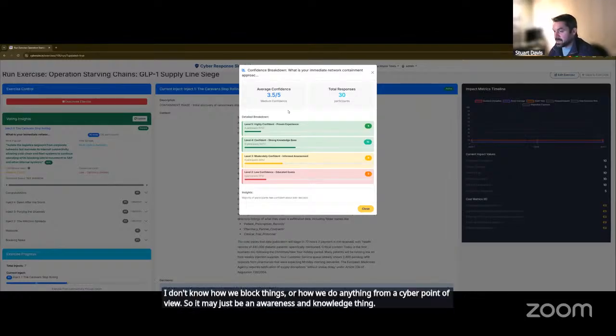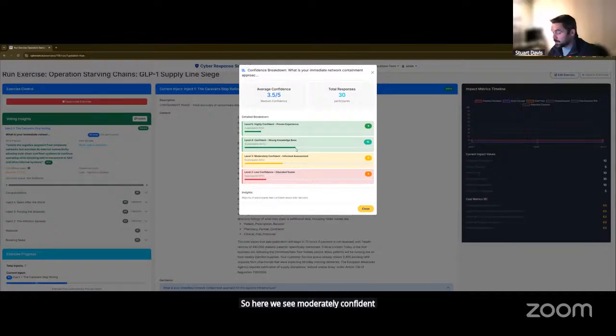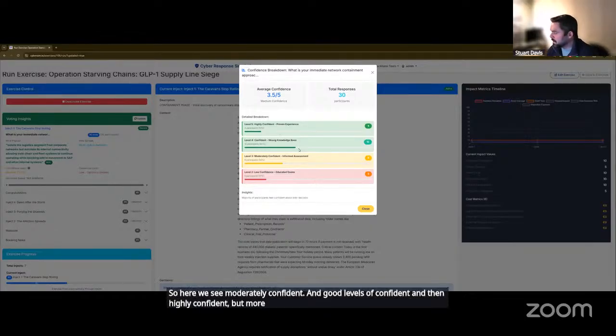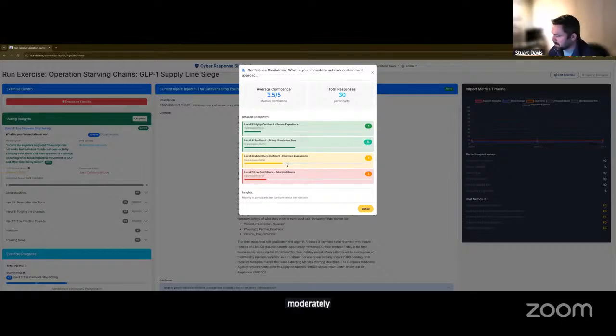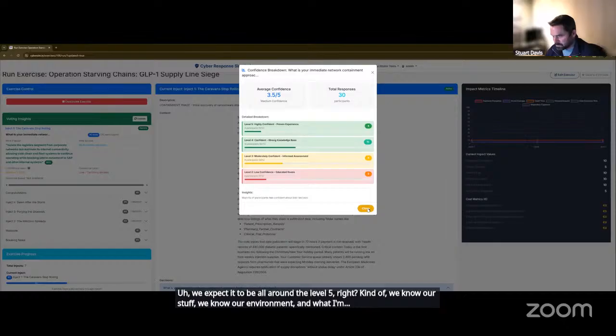So here we see moderately confident and good levels of confident, and then highly confident, but more around the confident area, with a mix of moderately confident being the dominant part. So this is a typical curve for an audience that we have here. If you were all from the same business, we'd expect it to be all around level 5, right? Kind of, we know our stuff, we know our environment.